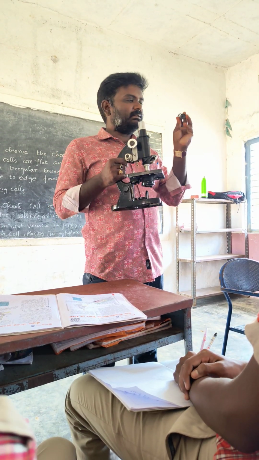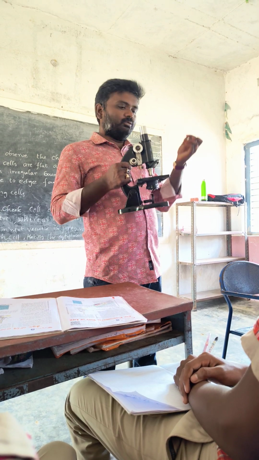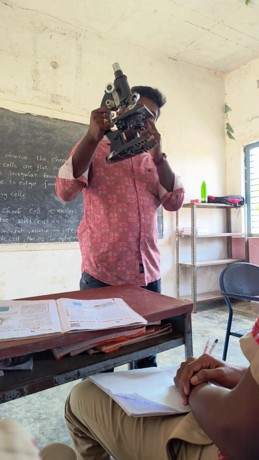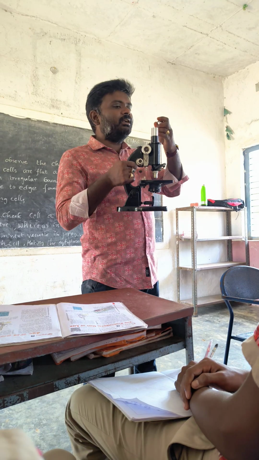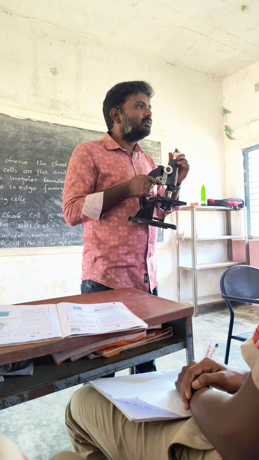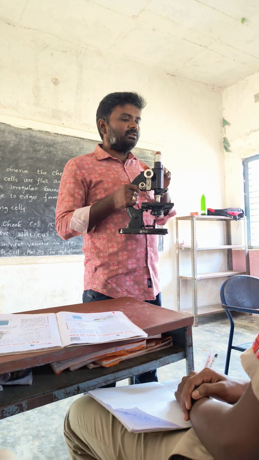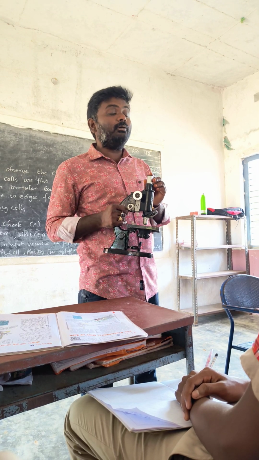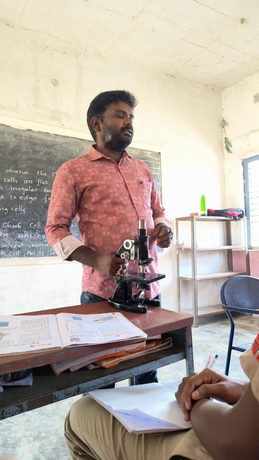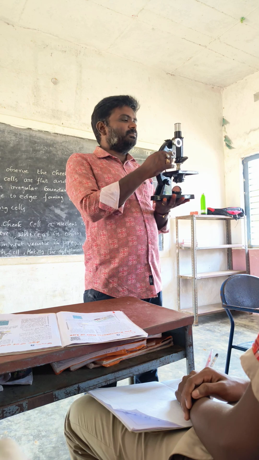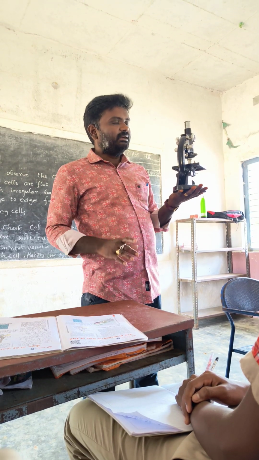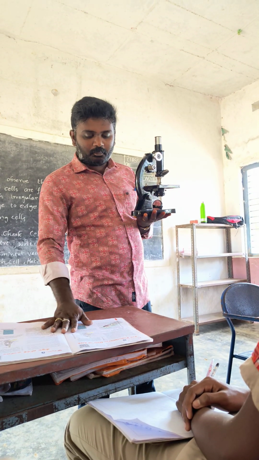This is the one lens and this, see here, 1, 2 and here this one. So like this, more than one, there are several lenses. So it is called a compound microscope. When you observe the microscope, there are several parts we observe. In the textbook the parts are clearly mentioned.